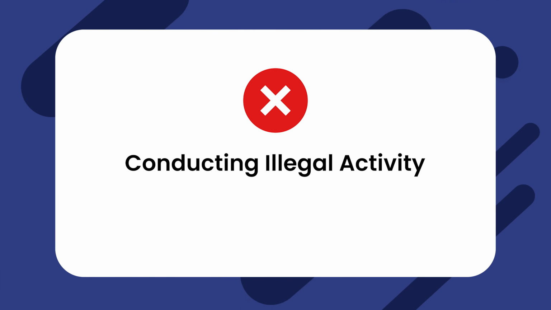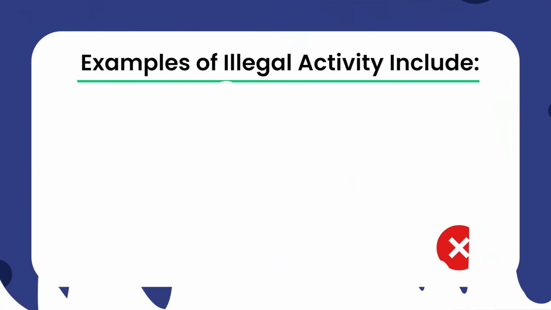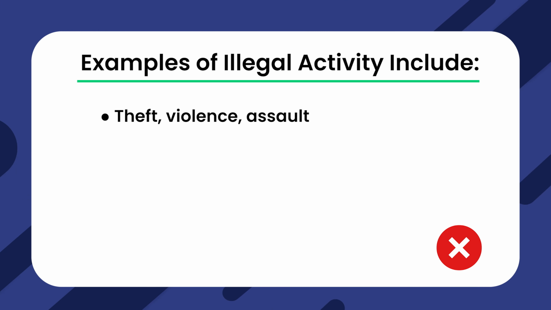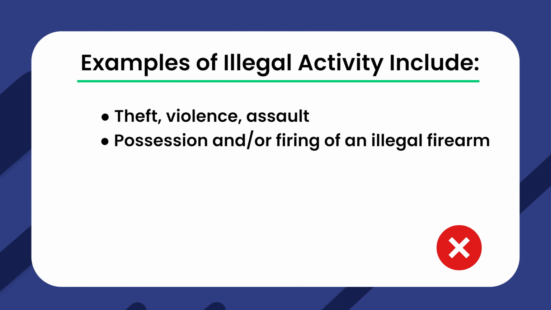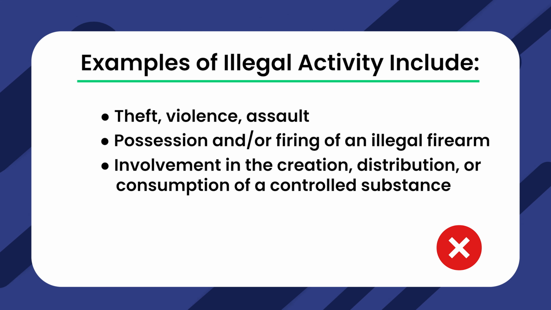Number 3, conducting illegal activity. Landlords have the right to evict a tenant for illegal activity. If a tenant has engaged in illegal behavior within the property, the landlord must issue an official written eviction notice called a 5-day notice to quit. Examples of illegal activities are theft, violence, assault, possessing or firing an illegal firearm, involvement in the creation, distribution, or consumption of a controlled substance. This also applies if a guest or co-resident living with the tenant commits illegal acts. However, this does not apply if the tenant filed a restraining order against said guest or co-resident.